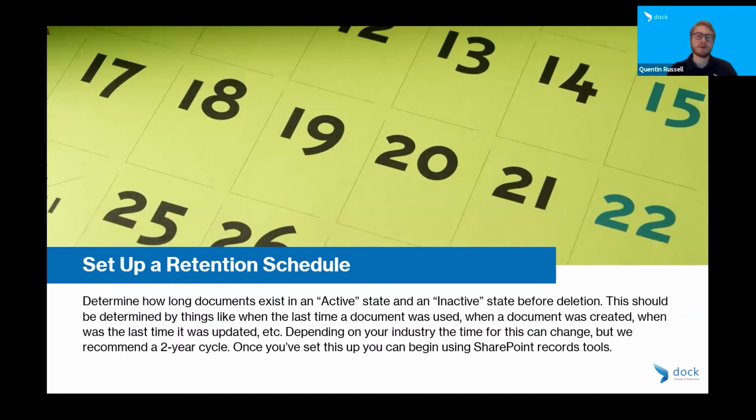So the first thing you want to do is you need to determine how long a document can exist as active versus inactive. Basically, ways you want to determine this is the last time a document was used, when a document was created, when was the last time it was updated, all of that information. There are other things that you can tie into that, say maybe when a new regulatory practice comes down, new regulation hits, and you have to update said policy.